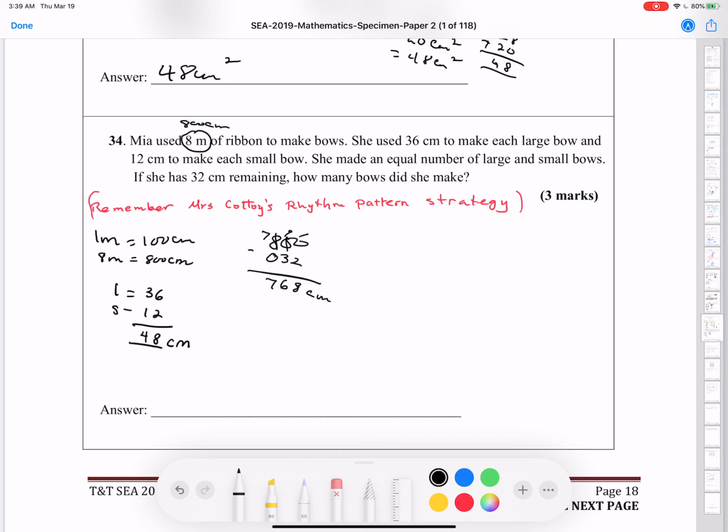Alright, now the rhythm strategy was 36 centimeters for a large, 12 for a small. 36 for a large, 12 for a small, and so on. We don't know how far this will go, but in all she used 768 centimeters. We already decided that we're going to add these two. That's what we did over here. 36 plus 12 is 48. So we want to know how many 48s there are in 768.